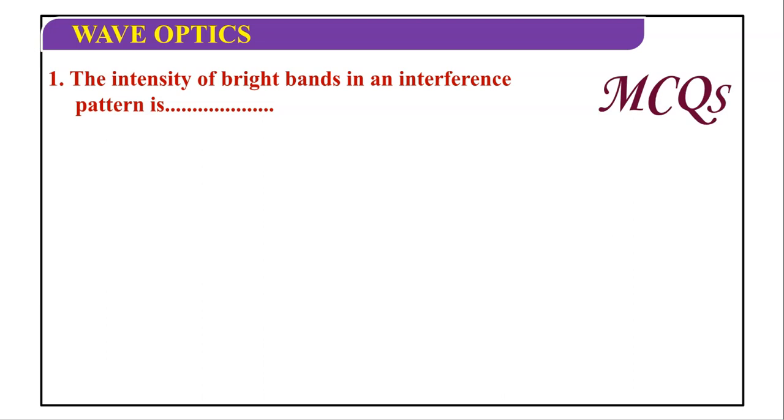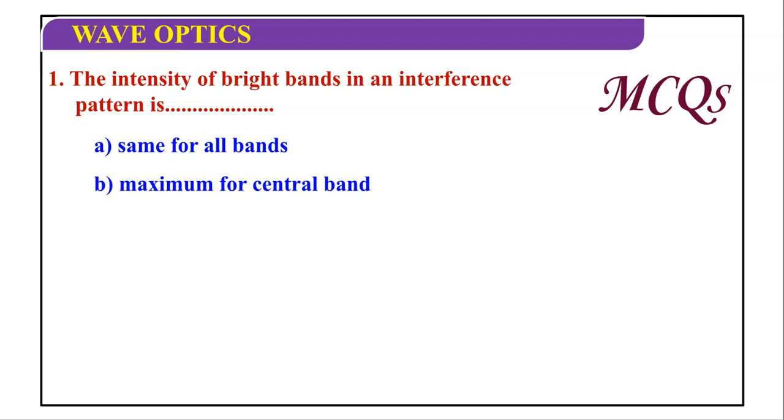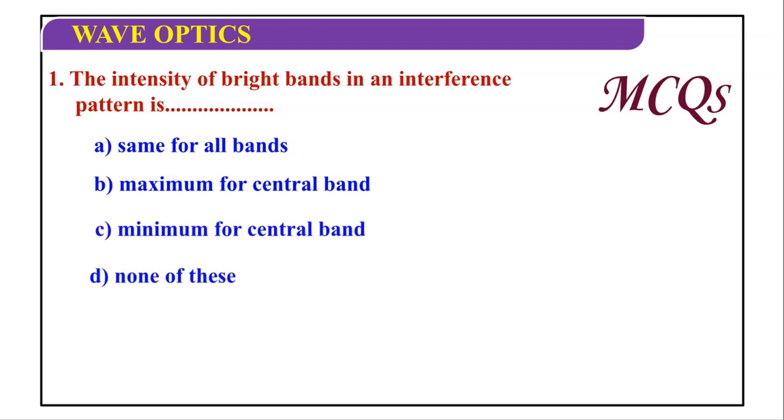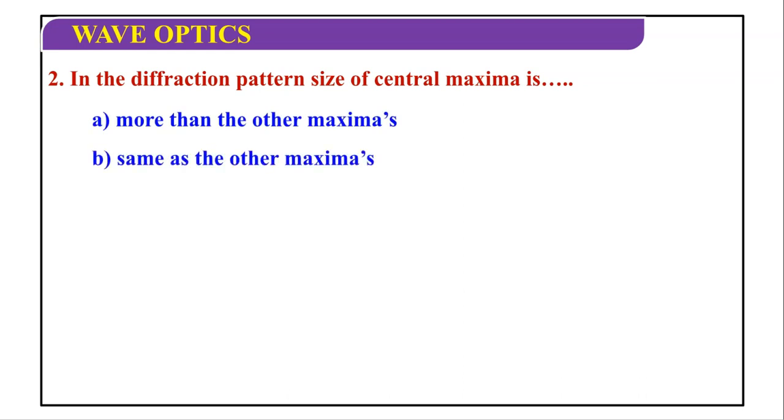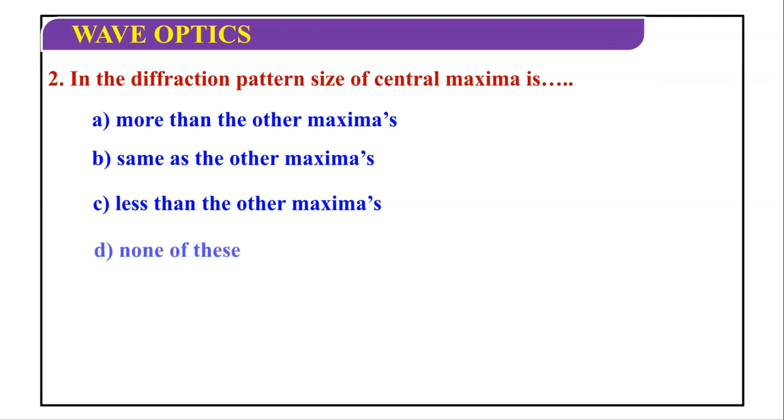The intensity of the bright bands in the interference pattern is: same for all bands, maximum for the central band, minimum for the central band, or none of these. The correct answer is same for all. The diffraction pattern size of the central maximum is: more than the other maxima, same as the other maxima, less than the other maxima, or none of these. The correct answer is more than the other maxima.